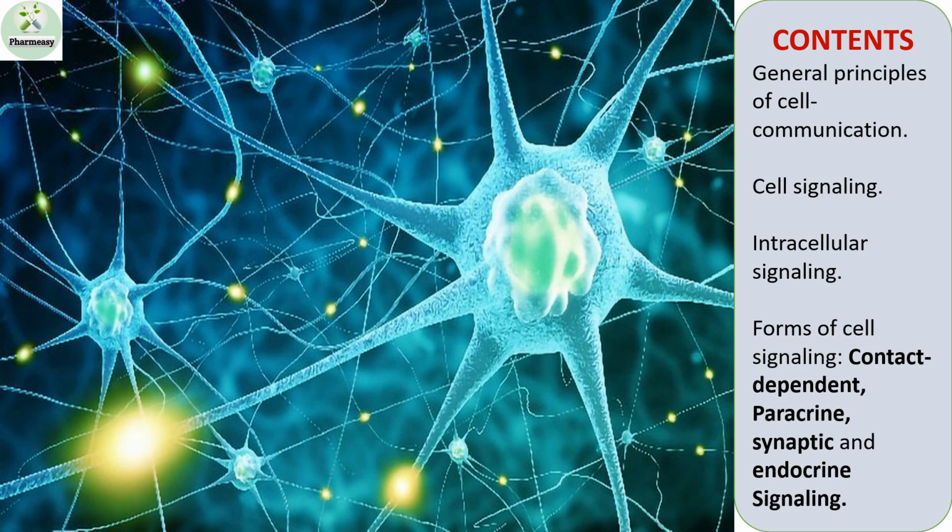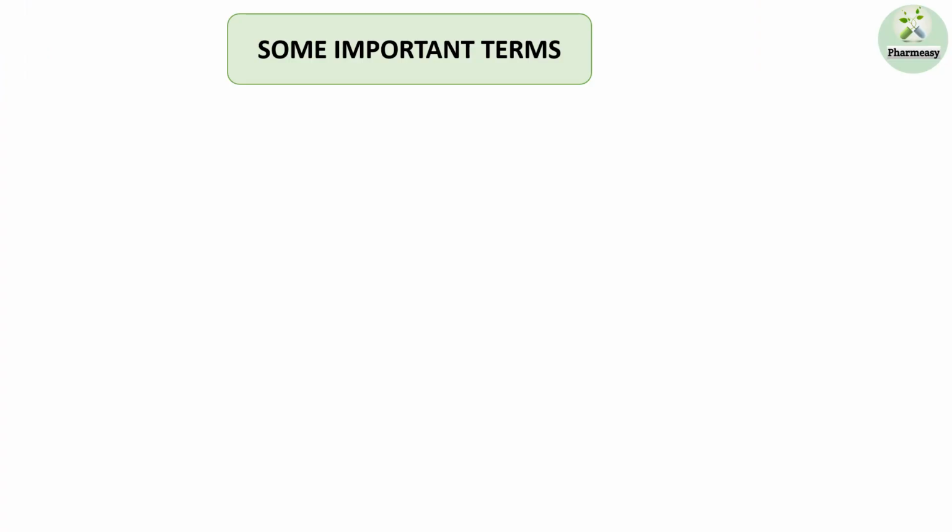Today we understand the cell communications and the forms of cell signaling in a simplified way. This lecture will include the general principles of cell communication, cell signaling, intracellular signaling pathway, and forms of cell signaling, that is contact-dependent, paracrine, synaptic and endocrine signaling. So, let's start. There are some important terms that will help you in understanding the topic.